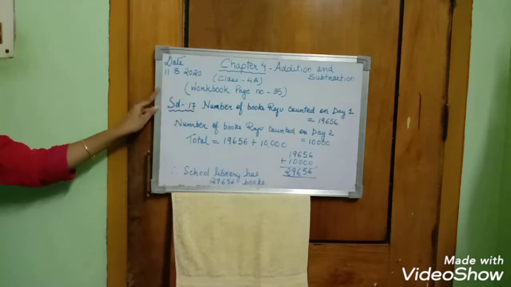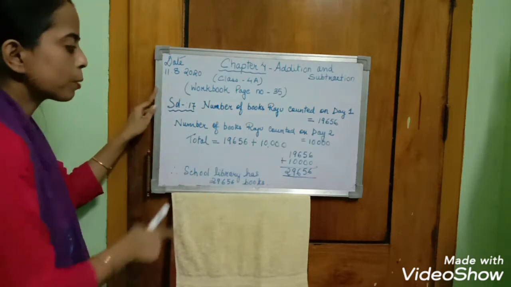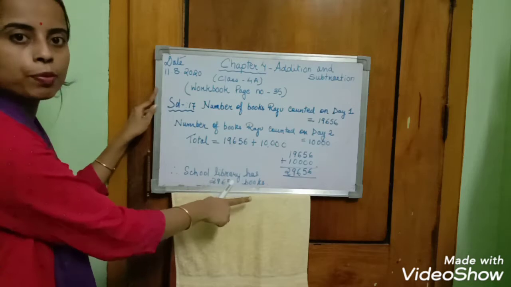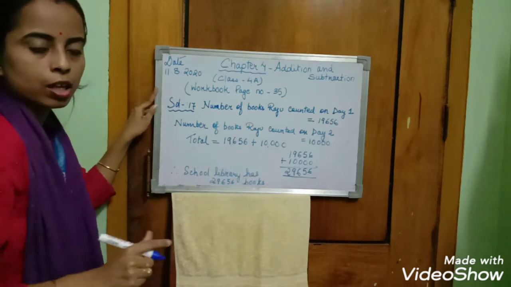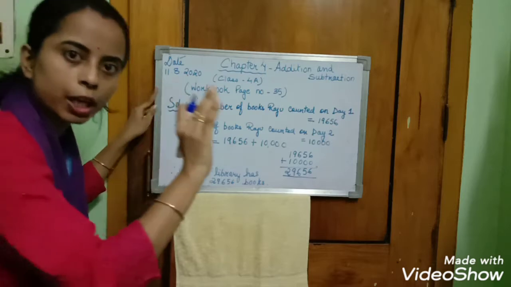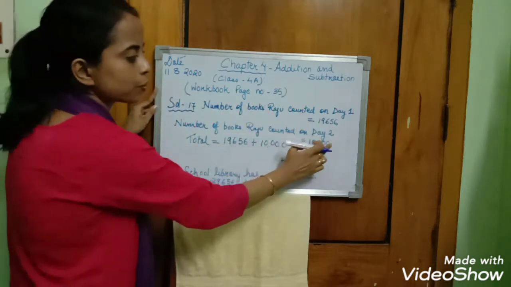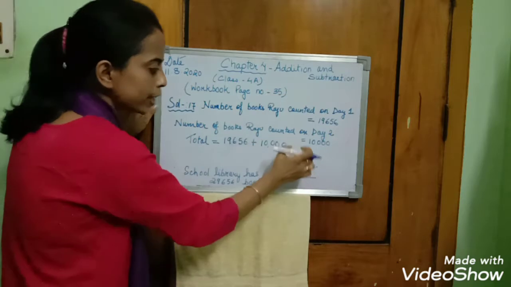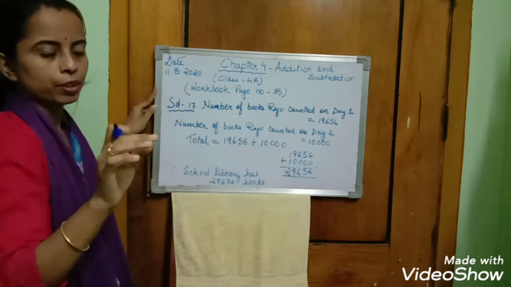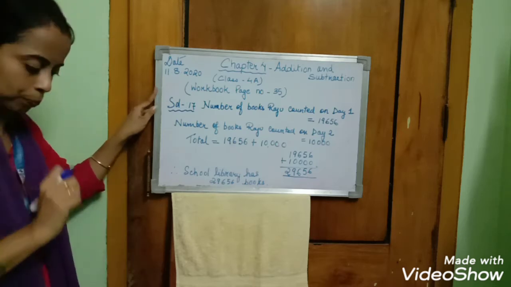Clear, children? So this is how you have to do it. Understood? So how many books does the school library have? The school library has 29,656 books. How did you find it out? By adding the number of books Raju counted on day 1 and the number of books Raju counted on day 2, 10,000. So we add both to find out the number of books in the school library. Clear, children? So now come to question number 18.